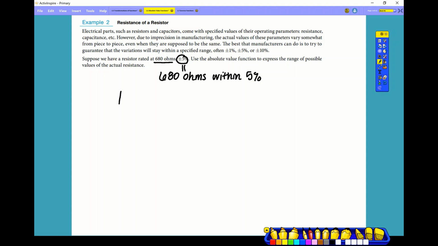So our input here is going to be, if we say R is the resistor we're testing, the one that we're testing to see if it is within range, if we subtract the 680 ohms it is supposed to be, this needs to be less than or equal to that 5%.